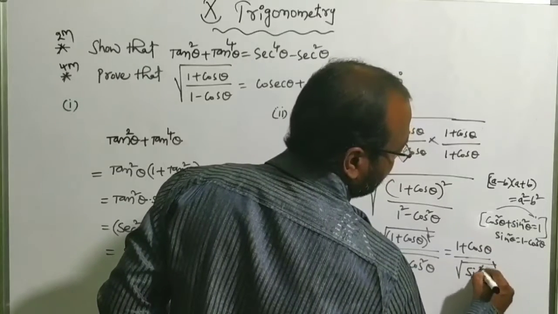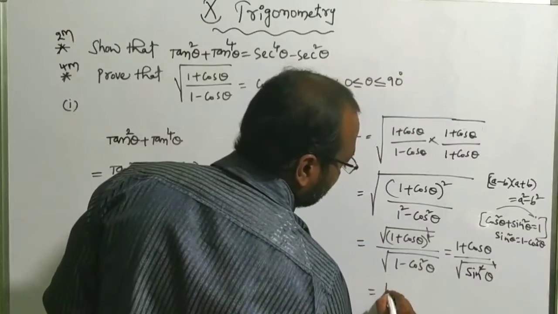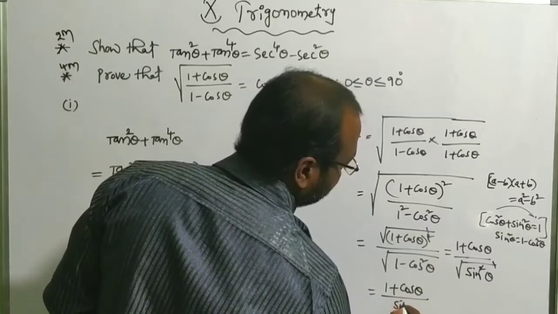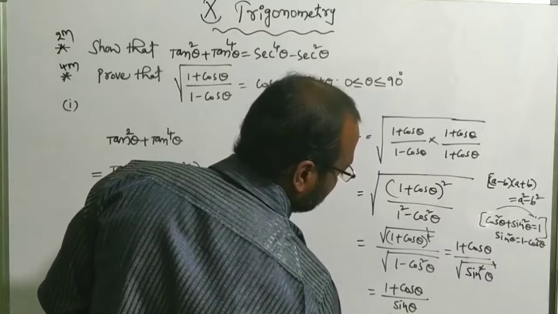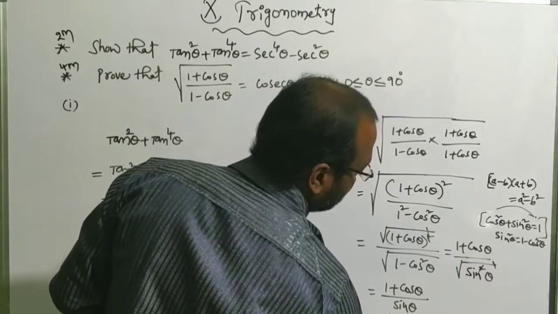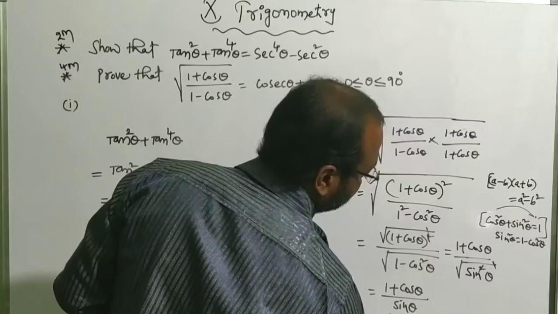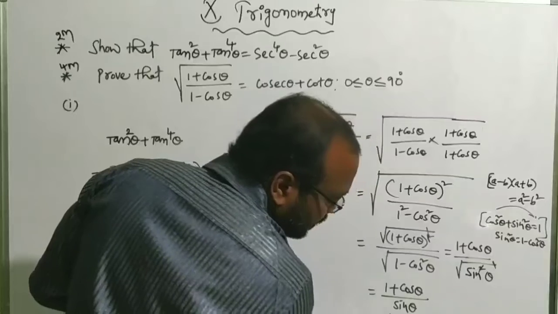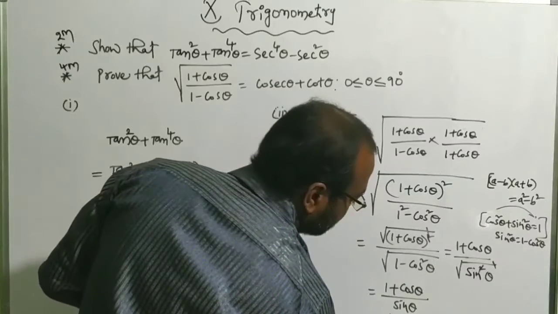Now again the square root cancels. So finally what we can get here? 1 plus cos theta by sin theta. Now we can write this as 1 by sin theta plus cos theta by sin theta. This is equal to 1 by sin theta, which is nothing but the multiplicative inverse of sin. This is cosec theta, plus cot theta.